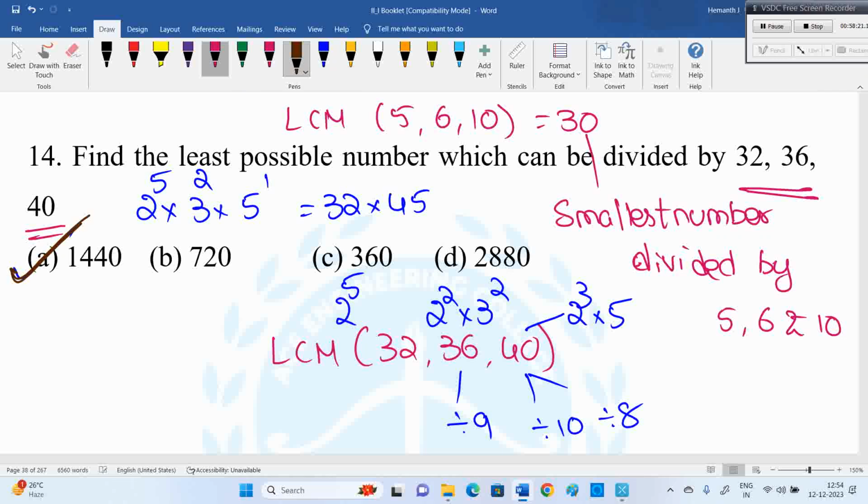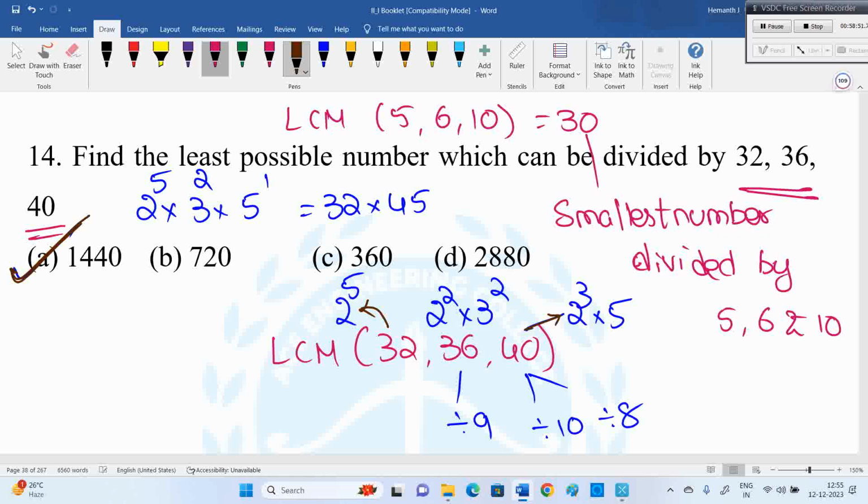Option verification is a waste of time here, because all options are divisible by 9, by 10 and by 8, so all are satisfied. Directly using this method, writing the given numbers as prime powers, is going to help you. Here I did not directly say find the LCM, but the sentence given indirectly suggests that you have to apply LCM.